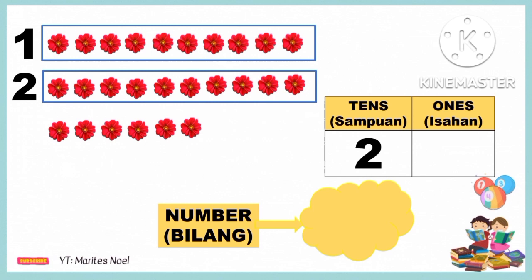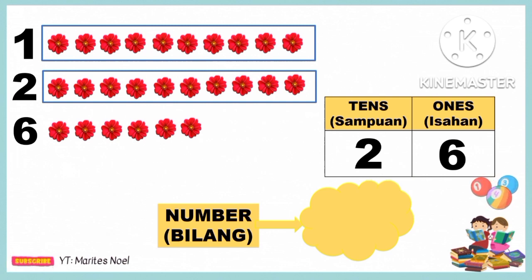Now, let's count the remaining flowers. In Filipino, bilangin natin ang natitira pang mga bulaklak. Let's begin. 1, 2, 3, 4, 5, 6. So, we have 6 ones. In Filipino, mayroon tayong 6 na isahan mula sa grupo ng mga bulaklak.